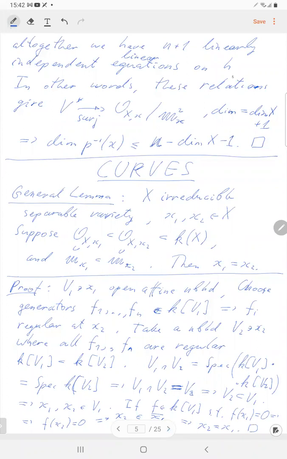Well, that's the point. Once again, I argue that any function vanishing at x1 vanishes at x2 as well. But by definition, this means that x2 lies in the Zariski closure of x1. But as you say, the Zariski closure of a point x1 is just the same point x1, nothing else. So x2 must be equal to x1.